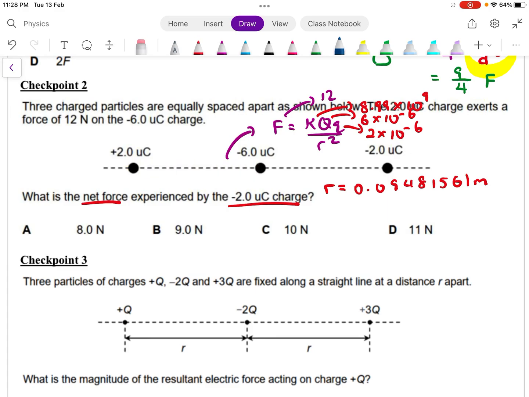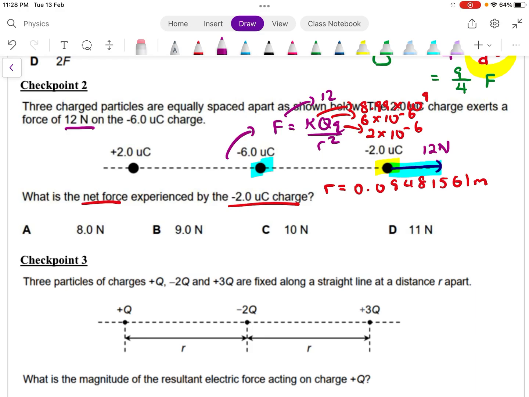Okay, so now I want to focus my attention on this part. Imagine that we have this negative 2 microcoulomb. If you look at the negative 2 microcoulomb and this negative 6 microcoulomb, the separation is the same, so it's about 0.0948 and so forth. So they will actually repel one another. This negative 2 microcoulomb will experience a repulsive force from the negative 6 microcoulomb. This force you don't need to calculate because it's given already, 12 Newton.